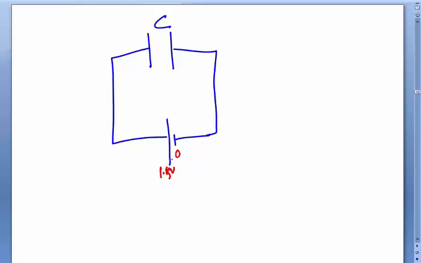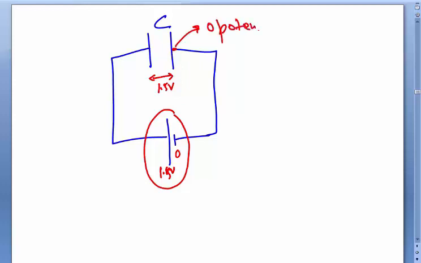So what does it mean? It means that this potential difference of 1.5 volt will appear across the plates of the capacitor. Since this is zero potential, this end will also have zero potential or 0 volt, and this end is having 1.5 volt, so this end will also have 1.5 volt. Now here it is a single capacitor.